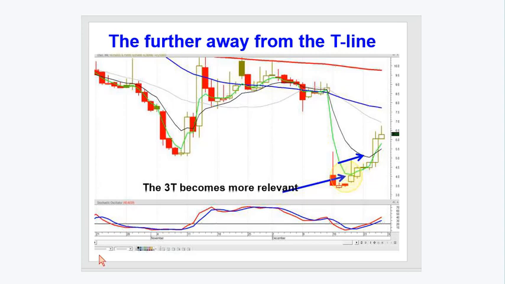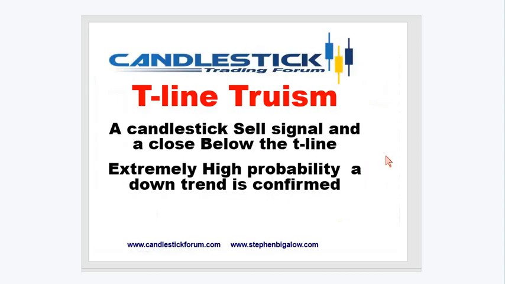I'd like to point this out because I always tell people I was making good money just trading off the candlestick charts, but when we added the T line to our charts, I was making great money. So again, that truism: if you see a candlestick sell signal and a close below the T line and you're long, close out the position. The worst case scenario is it bounces back up and heads back up. You can always buy back in.